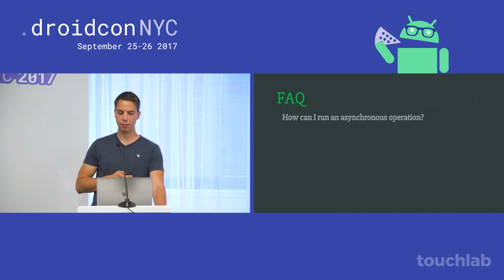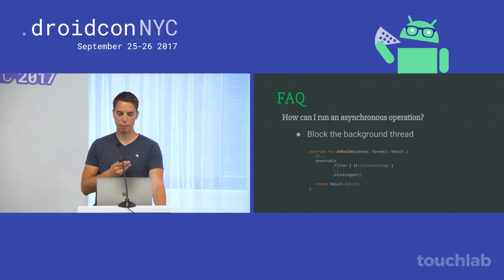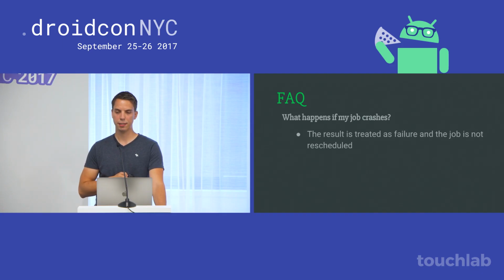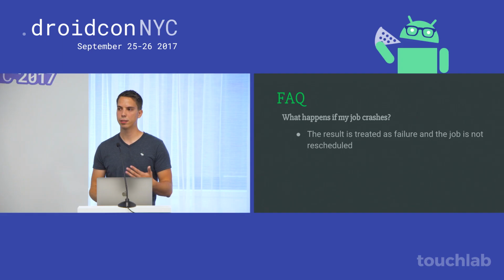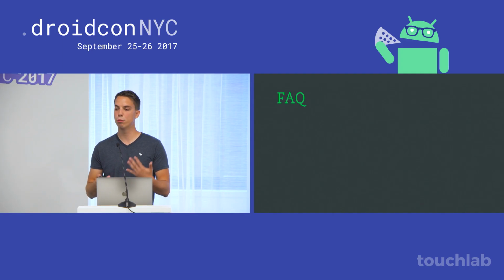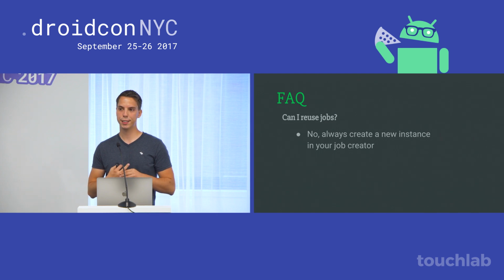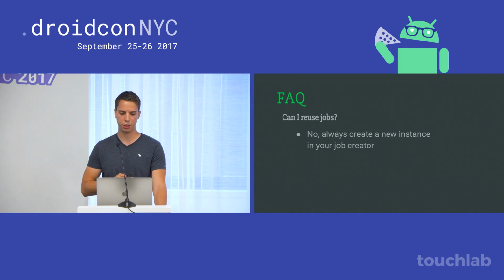How can I run an async operation? The answer is simple. Simply block the background thread inside of your onRun job method. What happens if my job crashes? Then the result is treated like a failure. So if you throw an exception inside of your job, then the library thinks it's a failure and your job won't be rescheduled. Can I reuse jobs? I don't know why, but for some reason people always want to reuse their jobs, and this won't work. Just create a new job inside of your job creator interface. And if you have to do any heavy lifting to set up your job, then you can do this inside of the onRun job method.